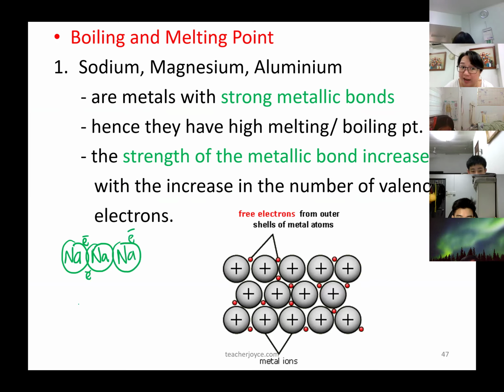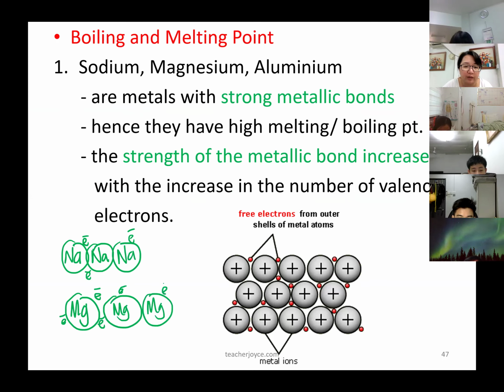Now I go to magnesium, okay? Magnesium is Mg2+. So magnesium throws away 2 electrons. Another magnesium throws away 2 electrons. Another magnesium throws away 2 electrons. Now we got 6 electrons wrapping around them. Okay, now I draw aluminium, okay? Al is 3+, right? Correct? So everyone throws how many electrons?